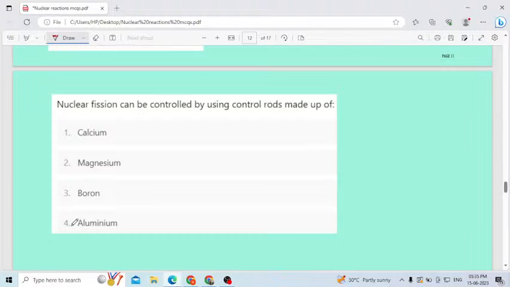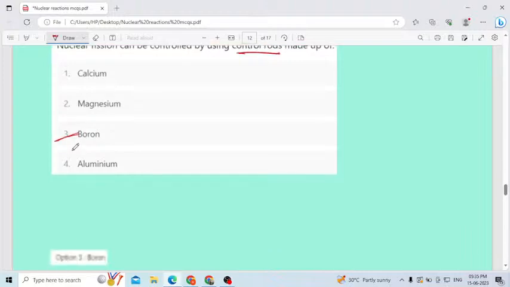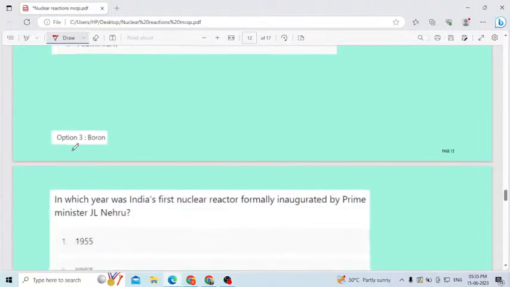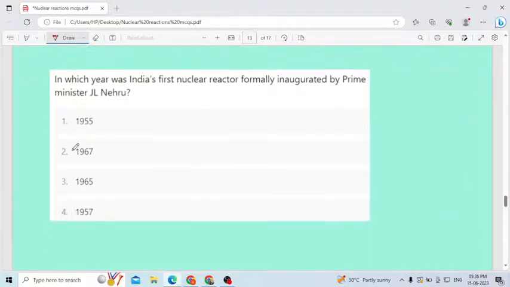Nuclear fission can be controlled by using control rods made up of calcium, magnesium, boron, aluminum. Now only I explain, it is made up of boron. Nuclear fission can be controlled by using control rods. Those control rods are made of boron. Remember, okay, revise two or three times, then it will get registered in your mind.